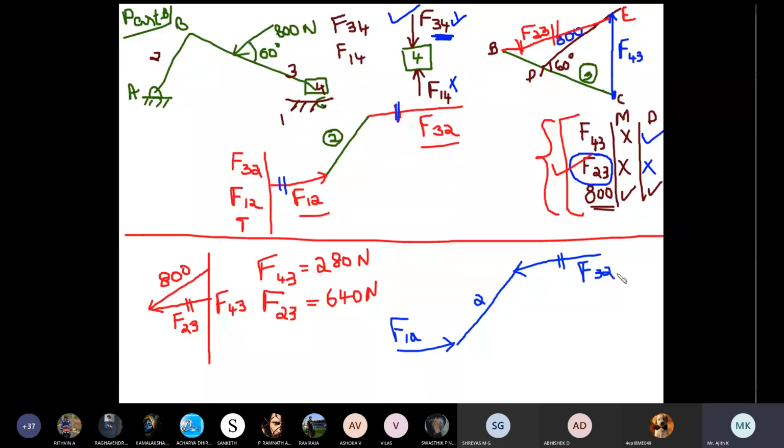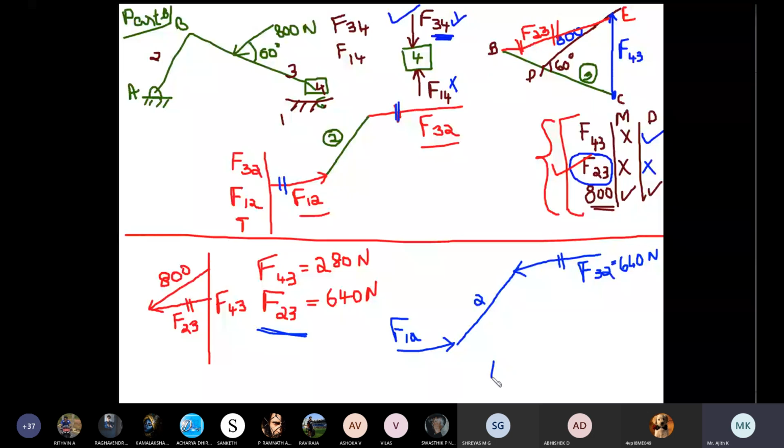What will be the magnitude of F32? F32 and F23 will be the same. Therefore, F32 is equal to 640 Newton. In order to get the magnitude of any force, you have to refer to the previous diagram. There check, do you have F23 or F21, anything like that? So I'm having F23 in the previous diagram, so the magnitude of F32 will be equal to 640 Newton.